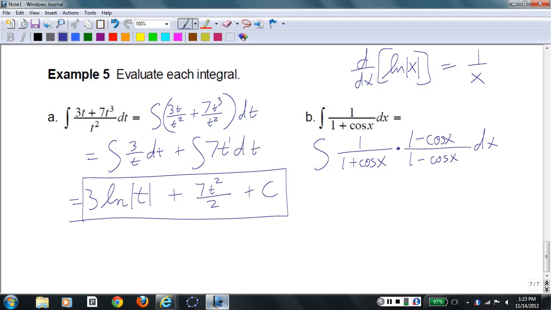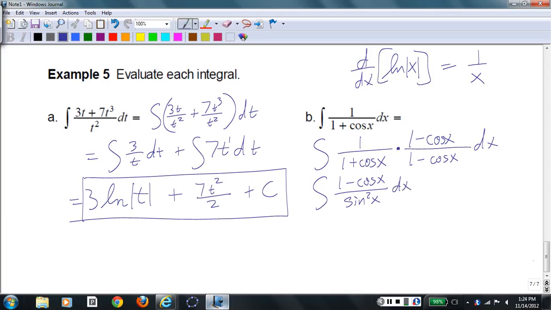But with multiple terms in the denominator, it's beyond the scope of Calc 1. There'll be different techniques in Calc 2 for dealing with that sort of situation, but it's really beyond the scope of what we do here. Integral of 1 minus cosine x over, okay, we know it's going to be 1 minus cosine squared x. And we know that's going to be sine squared x. So I'm going to skip that step and just say sine squared x right there, dx.